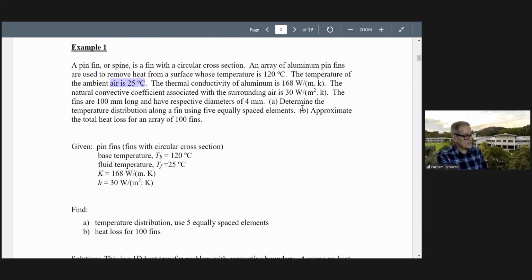Conductivity is 168. The material is aluminum, so it has a conductivity of 168 watts per meter Kelvin. The convection heat transfer coefficient is also given, 30. Fins are 100 millimeter long, diameter is 4. Determine the temperature distribution along the fin using 5 equally spaced elements.